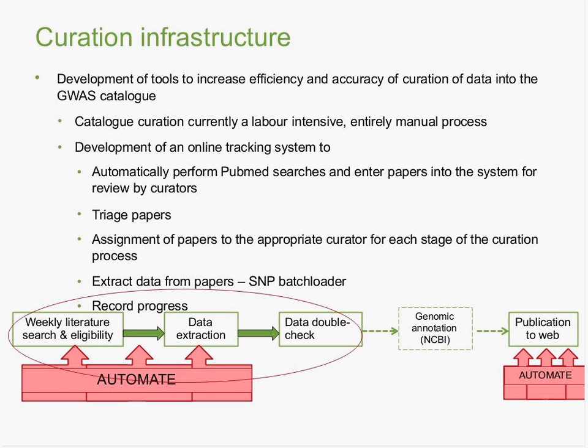And so this is just a little dynamic of what we first started to automate. So we started to automate the literature search, the data extraction, the data double-checking process, and finally the publication to the web. I should say that the genomic annotation part is done by our colleagues at the NCBI, by Mike Feolo's group, and that information was automatically supplied to you by them and still is, and we're very grateful for that part of the work they do in collaboration with the catalogue and us.